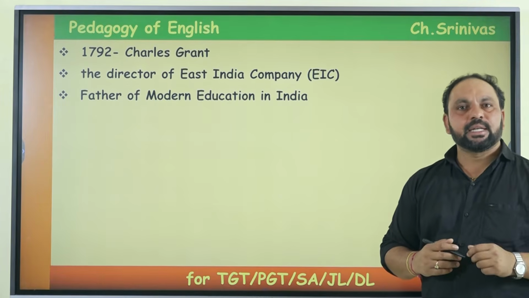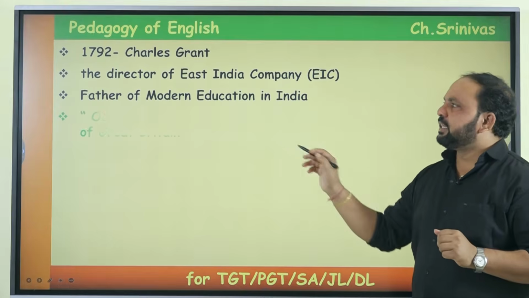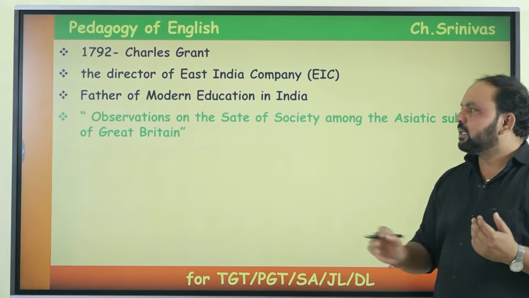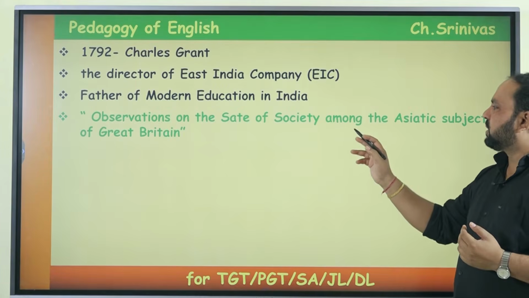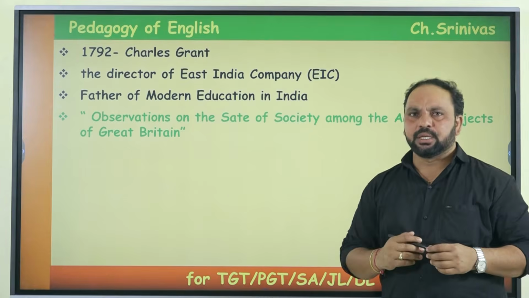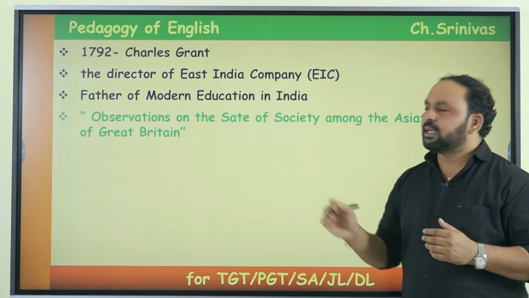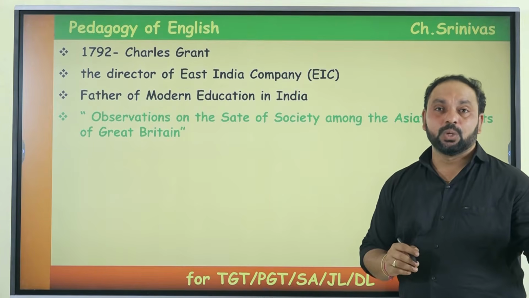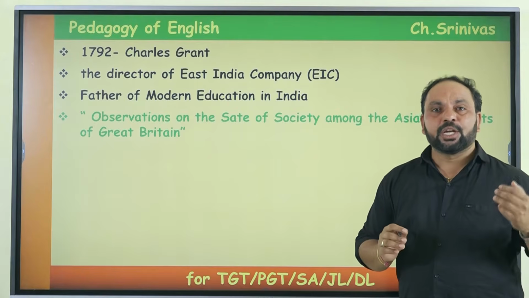In the year 1792 he brought a treatise. Okay, in the year 1792 he brought a treatise with the title of Observations on the state of society among the Asiatic subjects of Great Britain. So this was the treatise brought by Sir Charles Grant in the year 1792. And we can say this is the blueprint of English education in India.